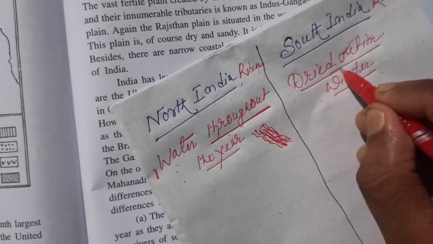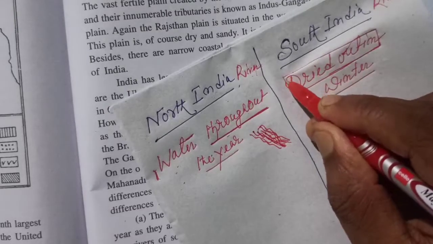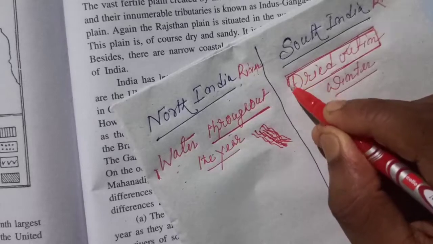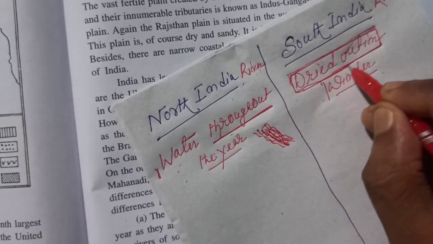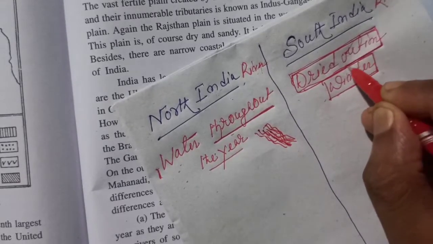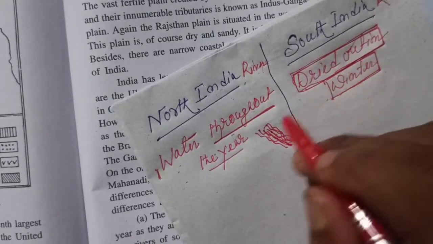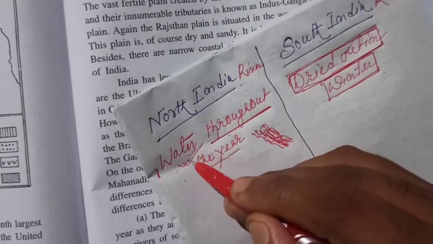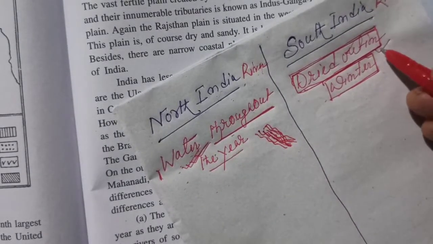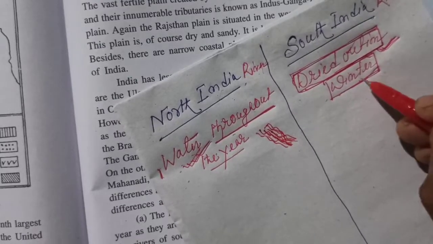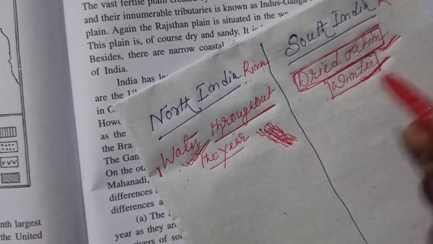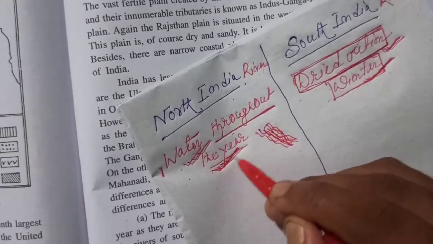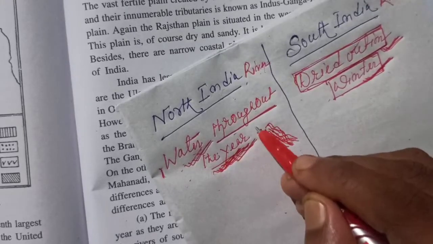But South Indian rivers do not come from high altitude mountains. They mainly depend on rainwater. That's why in the winter season, when there is no rain, the rivers dry out. This is the basic difference between North Indian and South Indian rivers. In North Indian rivers you will find water throughout the year, and South Indian rivers usually dry up in winter because no rain, no water. And in North Indian rivers, although there is no rain, the ice keeps on melting, and when ice melts, the water flows.